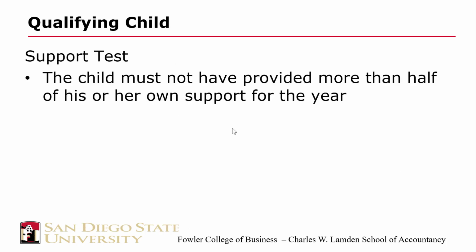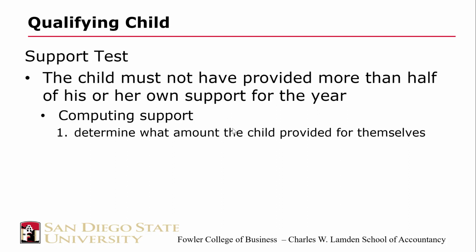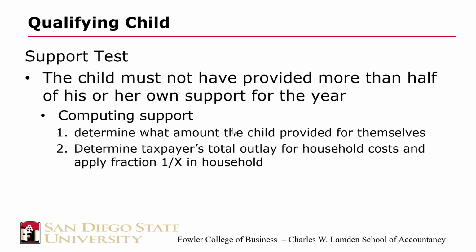The next one is the support test, and this means the child must not have provided more than half of his or her own support for the year. So what this means is you may provide support for that child, but if they are providing more than half of their own support, you may not claim them as a qualifying child. So how do you compute support? Well, first you determine what amount the child provided for themselves. So what did they spend on themselves? Then you determine as the taxpayer what was your total outlay for household costs, and then apply a fraction to that, right? And say, oh, well, this is one person out of X number of people in my household.